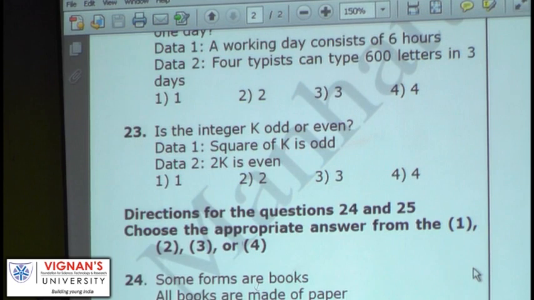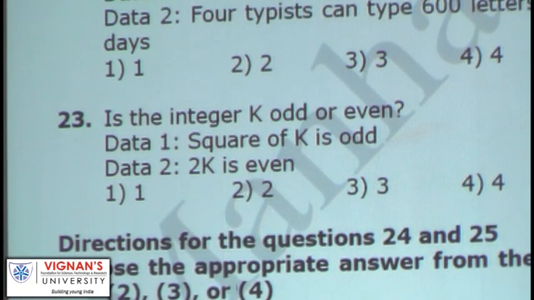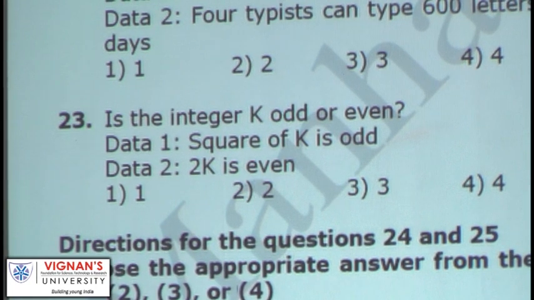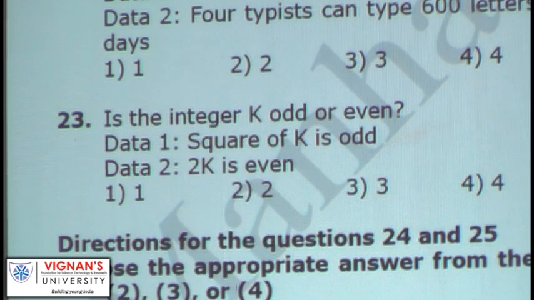Now, data 1 alone is giving you the answer. 2k is even, we can't say. If k is odd, 2k is even. If k is even, 2k is even. So, the second data we can't answer, right? So, only 1. Data 1 alone gives you the answer. In the earlier question, data 2 alone gave you the answer. Here, data 1 alone gives you the answer.